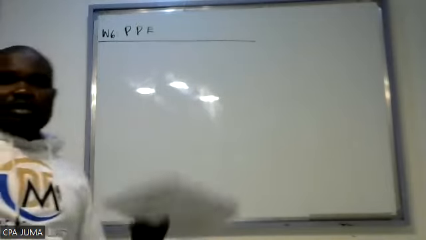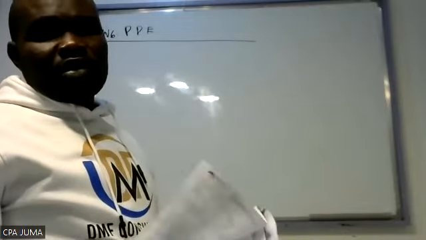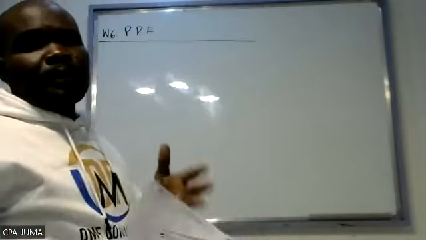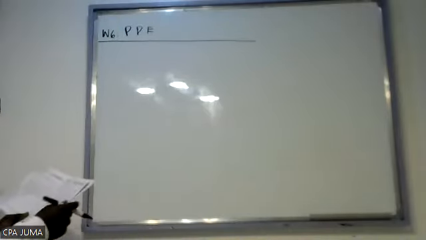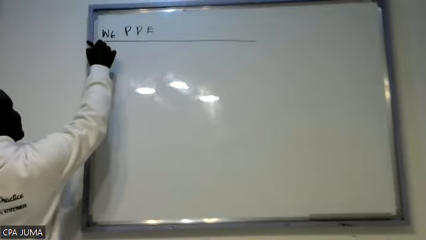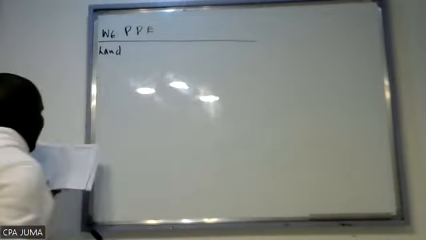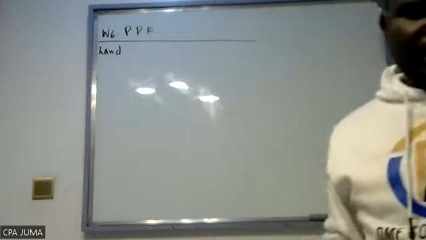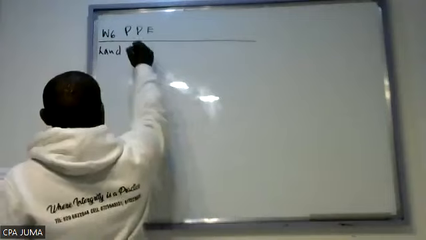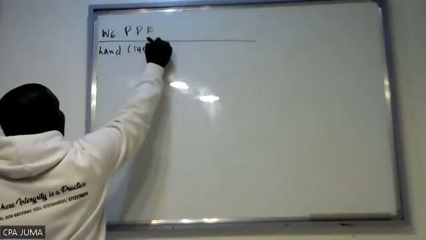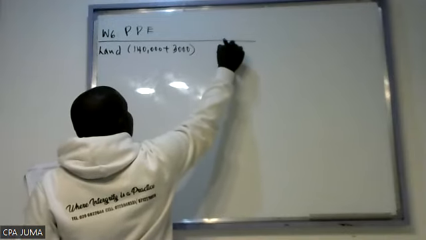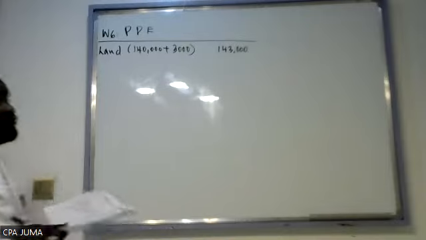Let us take the route we took yesterday. So we can do it this way. Let's start with the land, from top to bottom. Land was 140, but there was revaluation of 3. So land was 140 plus revaluation of 3. So that is 143.